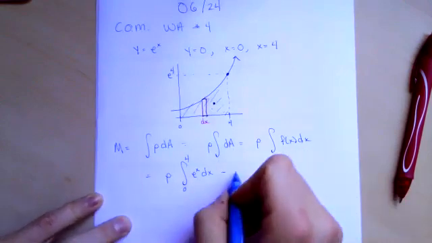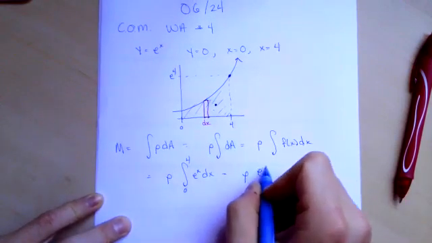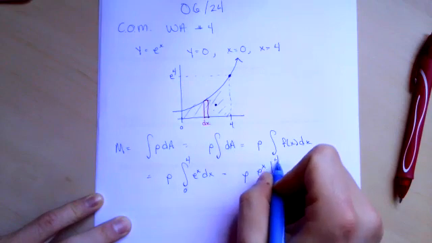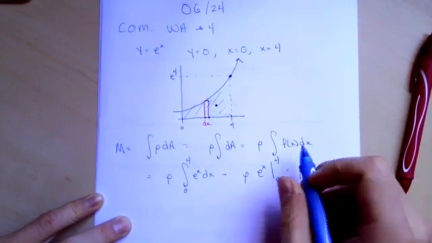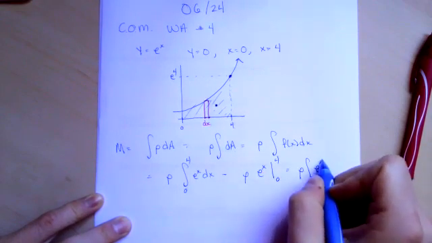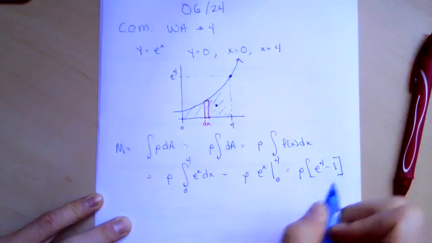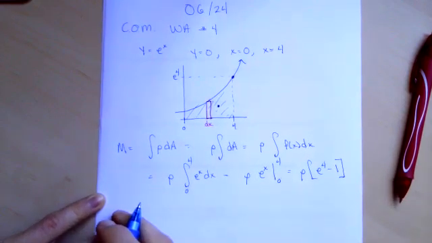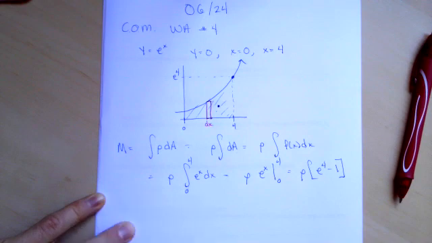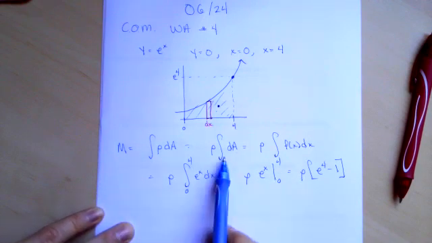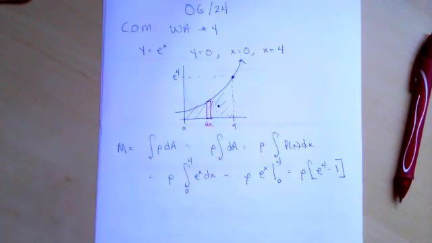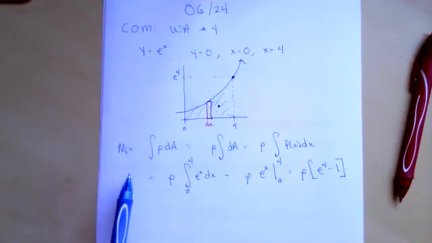And so what do we get? Easy integral: rho, e to the x, 0 to 4. So we're going to have rho times e to the 4th minus 1. And I'm just going to keep it like that. If you want, you can ignore rho as long as the density is constant, as we'll see, because that rho essentially is going to cancel out.